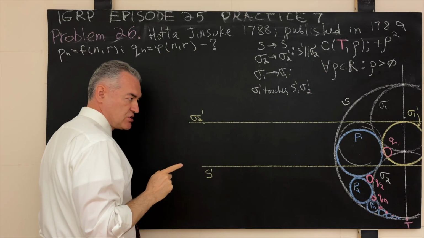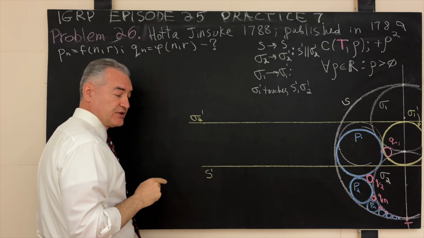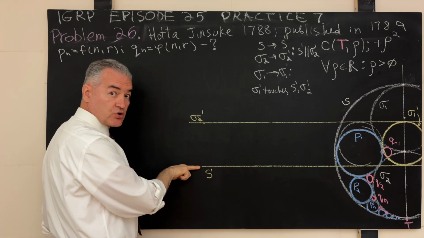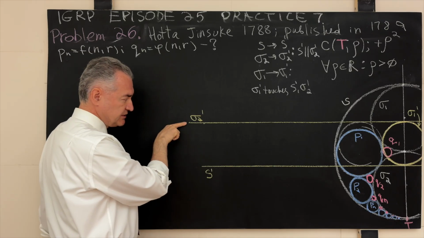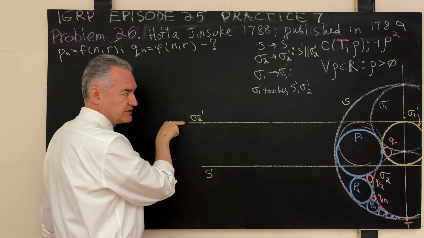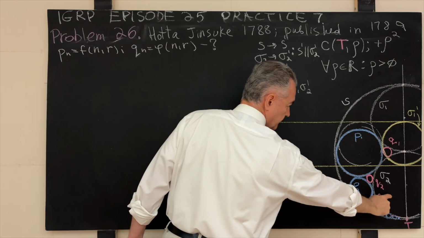I showed the images of the pre-images in this case in yellow. So this is the image of the outer generating circle S, the straight line S prime. This is the image sigma prime 2 of straight line. This is the image of the circle sigma 2.